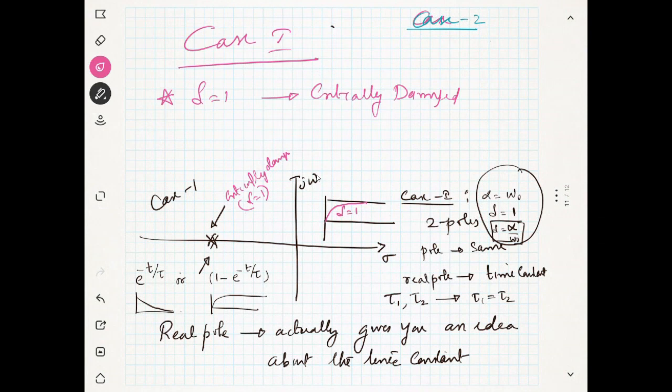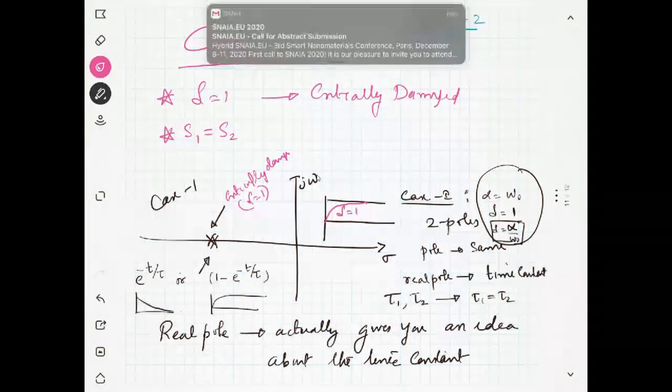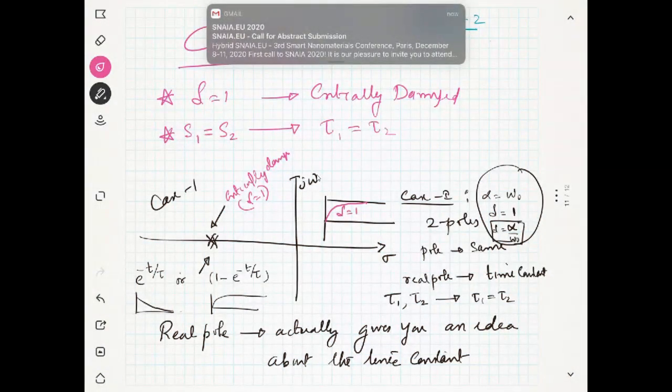If you understand it very carefully, all other subjects, like the oscillator or automatic control, become very easy if you understand this very beautifully. So if delta is equal to 1, then S1 is the first pole and S2 is the second pole. Both will be the same, or you can say tau 1 is equal to tau 2, the time constant.